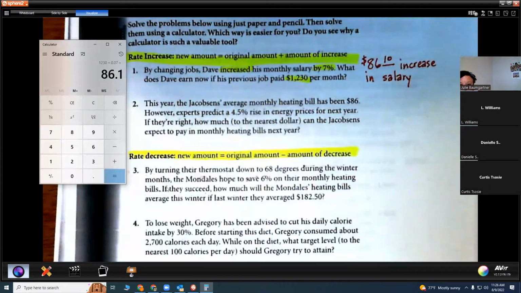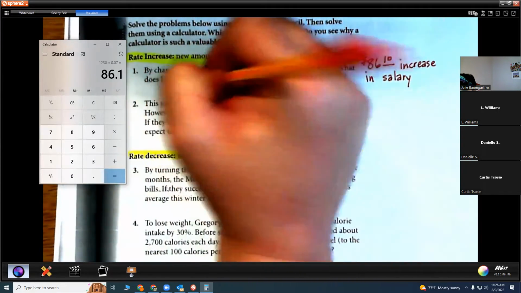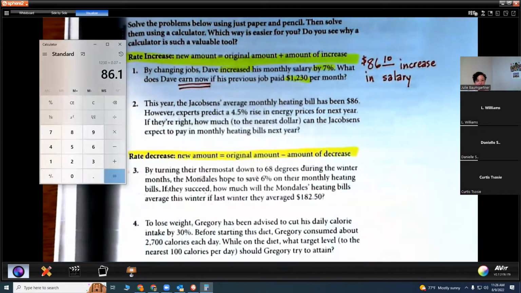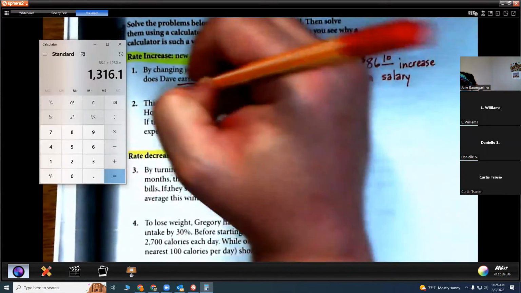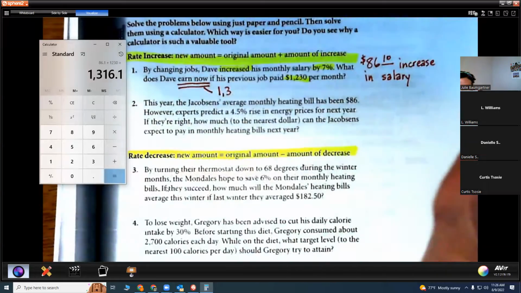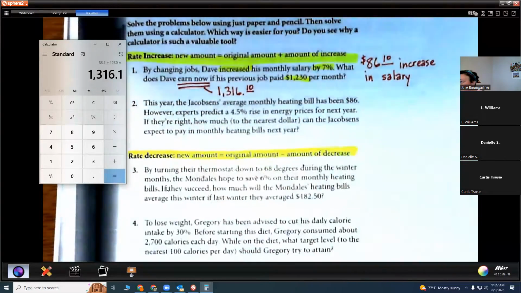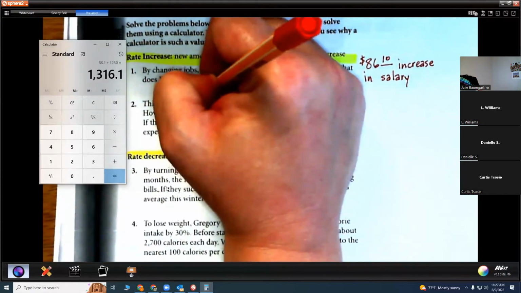Okay, so then to figure out what Dave earns now, we take our 86.10 and add it to 1,230. And now, how much does Dave earn? He makes $1,316.10 a month. So good on Dave.